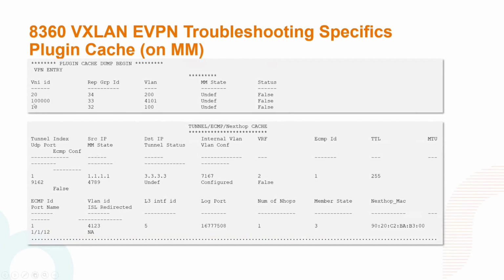The next part in the display is the tunnel information: what are the source IP and the destination IP of the tunnel, and also the underlay information for the tunnel. What is the next hop information, what is the next underlay information, are all captured in this particular display here on the plugin cache.